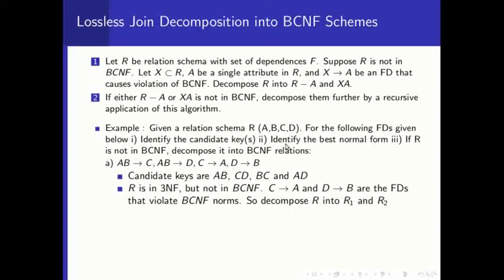Therefore, the lossless join property is satisfied. What about the other property? The property is dependency preserving. You have a dependency AB determines C.